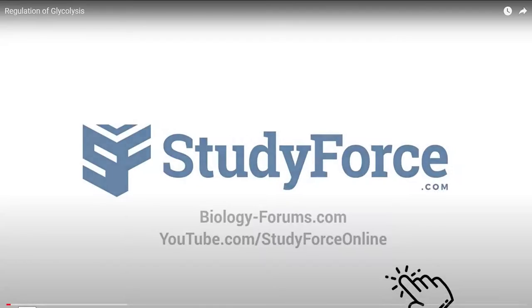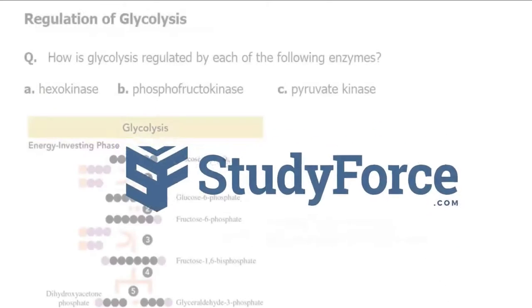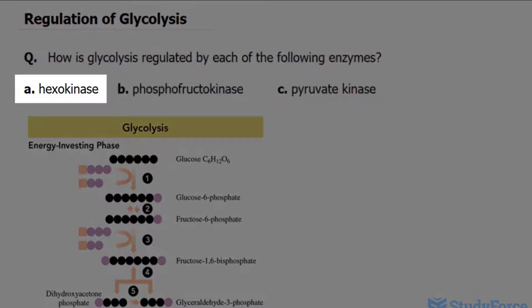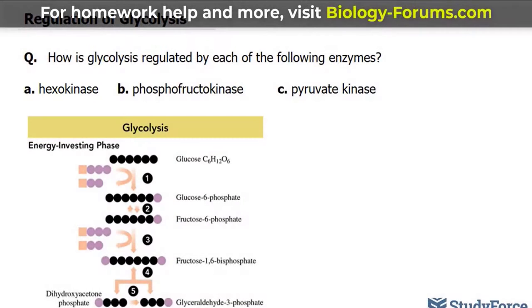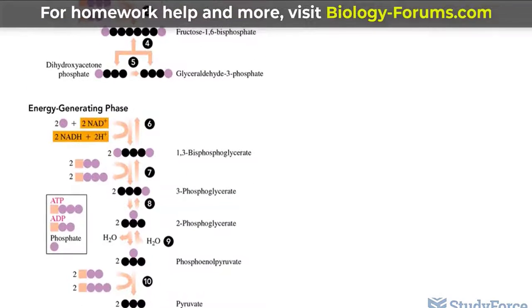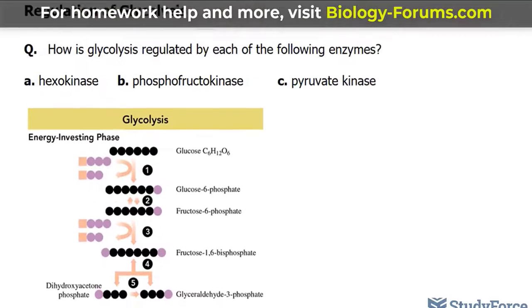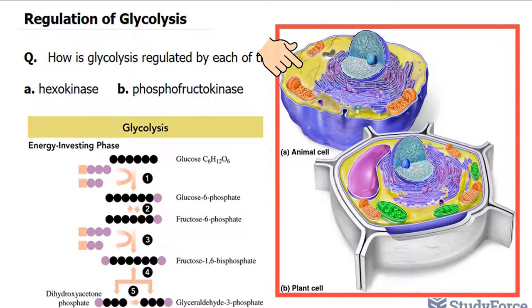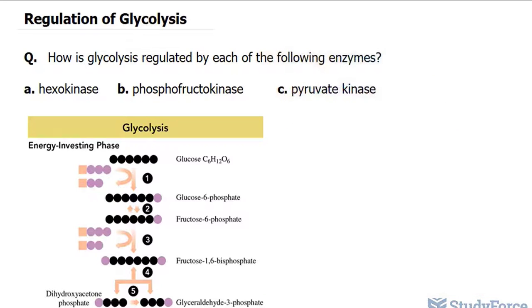In this lesson, we'll discuss 3 ways on how glycolysis is regulated. The question reads, how is glycolysis regulated by each of the following enzymes? Starting with the first, we have hexokinase. It's important to note that glycolysis is a 10-step reaction that produces cellular energy from glucose in the absence of oxygen. Throughout the process, which takes place in the cytosol of the cell, it degrades the 6-carbon glucose molecule to 2 3-carbon pyruvate molecules.